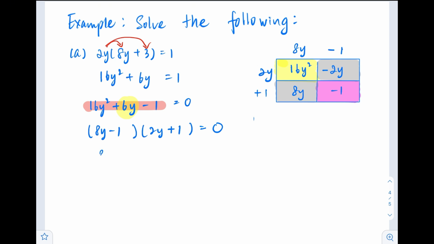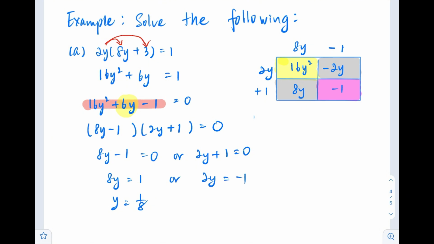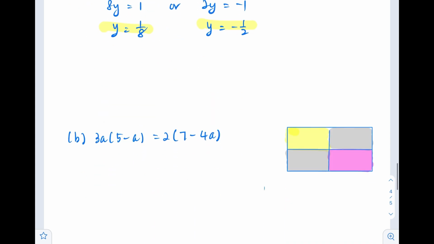Solving this, we would have a equals 0 or b equals 0. So 8y would be equal to 1, so either y will be 1/8, or 2y equals negative 1, so y equals negative half. Alright, so we have our two solutions for the equation 2y times 8y plus 3 equals 1. Now let's try another example.